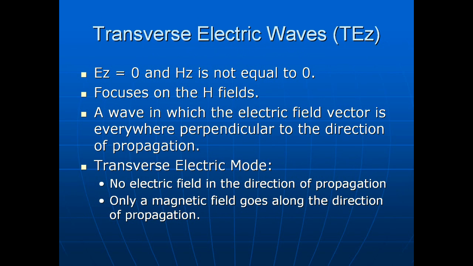So the transverse electric waves are waves where the electric field is perpendicular to the direction of propagation. These waves focus on the H fields and are defined when EZ is equal to 0 while HZ is not equal to 0. The transverse electric waves, or TE waves for short, operate under a certain mode called the transverse electric mode. In this mode, there will be no electric field in the direction of propagation. They are called H modes because there is only a magnetic field along the direction of propagation.